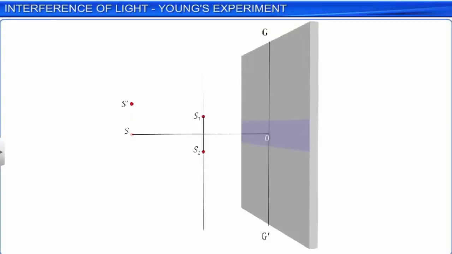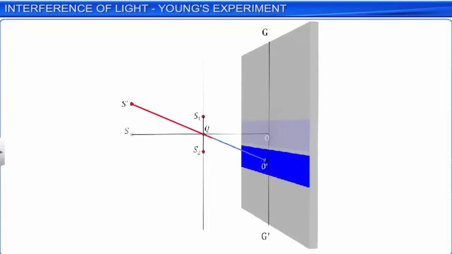Let point Q be the midpoint of S1 and S2, and the angle SQS' be phi. The central bright fringe is now shifted from O to O'. The location of O' is such that all the 3 points S', Q, and O' lie on a straight line, and the angle SQS' is equal to angle OQO'.